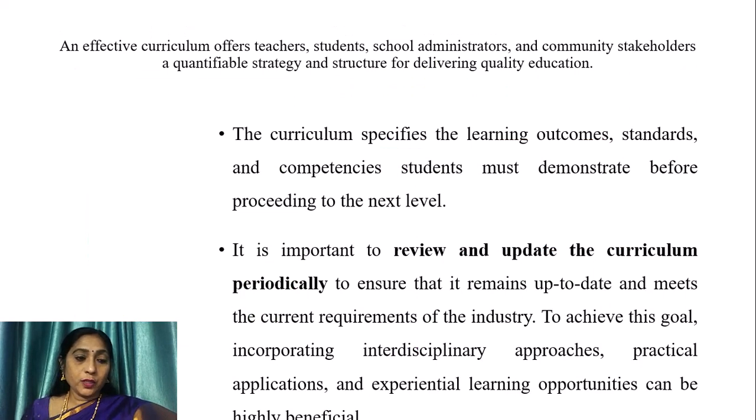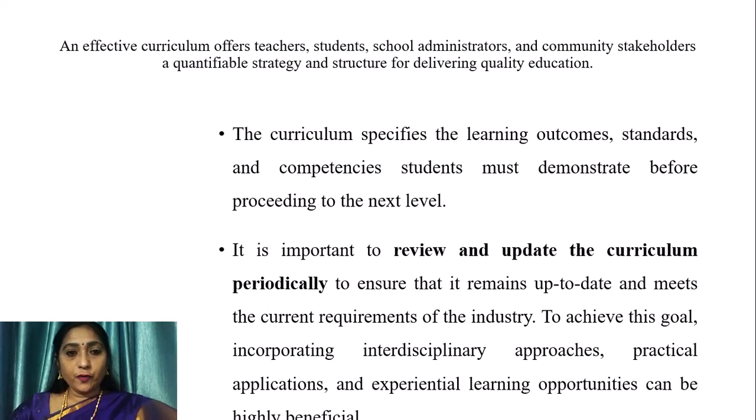We shall now look into an effective curriculum that offers teachers, students, school administrators, and community stakeholders a quantifiable strategy and structure for delivering quality education. The curriculum specifies the learning outcomes, standards and competencies students must demonstrate before proceeding to the next level. It is important to review and update the curriculum periodically to ensure that it remains up to date and meets the current requirements of the industry. To achieve this goal, incorporating an interdisciplinary approach, practical applications and experiential learning opportunities can be made official.